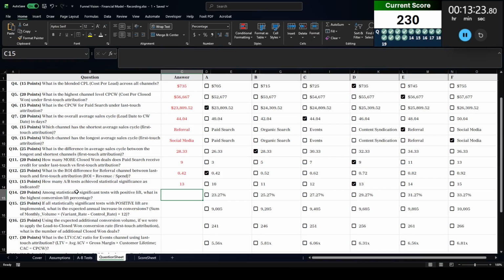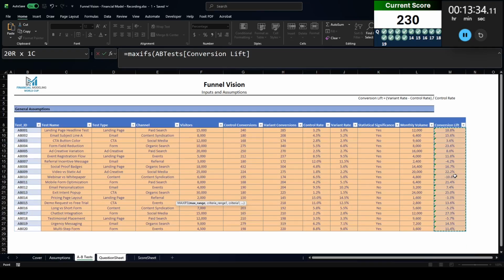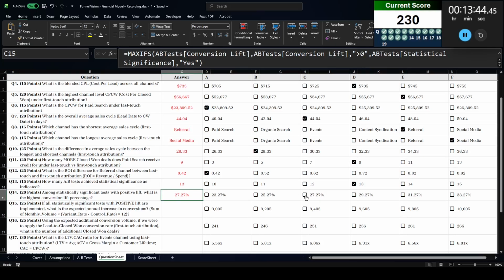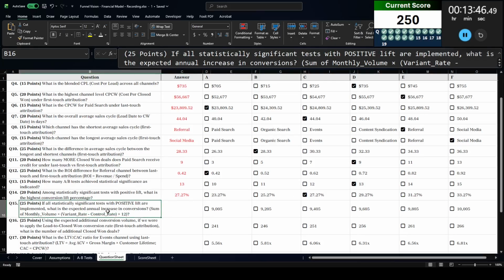And the question is looking at significant tests with positive lift, highest conversion lift percentage. So we can use max ifs for this one. So we're going to find the maximum of this column where this column is positive, so greater than 0, and the statistical significance column reads yes. The maximum we get is 27.27%.